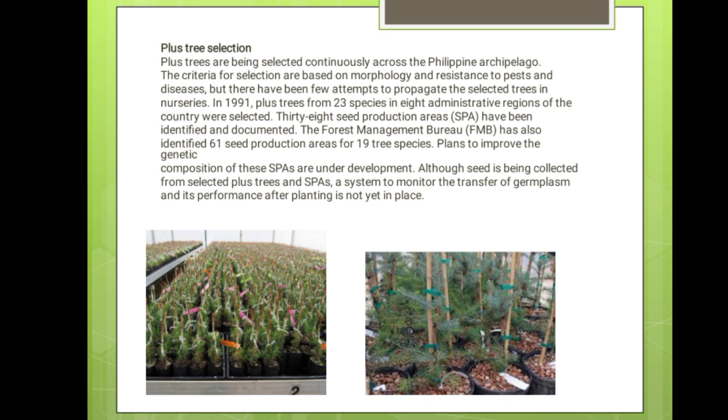Tulad nga dun sa binasa natin, ang plus tree selection, ito ay may selected na puno na dito itatanim ang seed para lalo ma-improve yung genes o cells sa isang puno, na ito naman tinatawag na plus trees. At ang puno na pipiliin dapat walang peste at disease na sisira sa puno at sa seed. Kasi noong 1991, merong 23 species na puno na napiling gawin sa plus trees. Ang Forest Management Bureau ay nagkaroon ng seed production sa 19 na puno. Dito ay nagkaroon din ng breeding sa mga halaman.